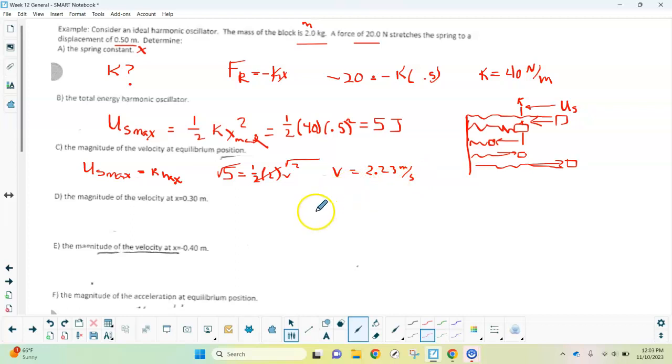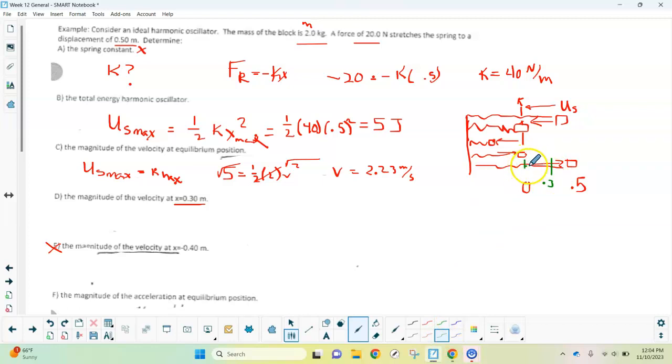We're going to do this a couple times. I'm going to skip over some of these because they get pretty repetitive. So I'm going to skip E because it's basically the same as D. At D, it says, what's the magnitude of velocity when x is equal to 0.3? So this position out here is 0.5. This position here is 0. And 0.3 is somewhere in between. So let's just say this is 0.3.